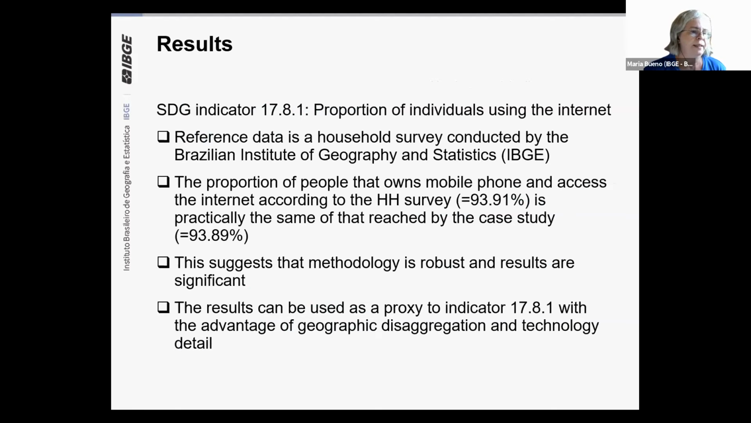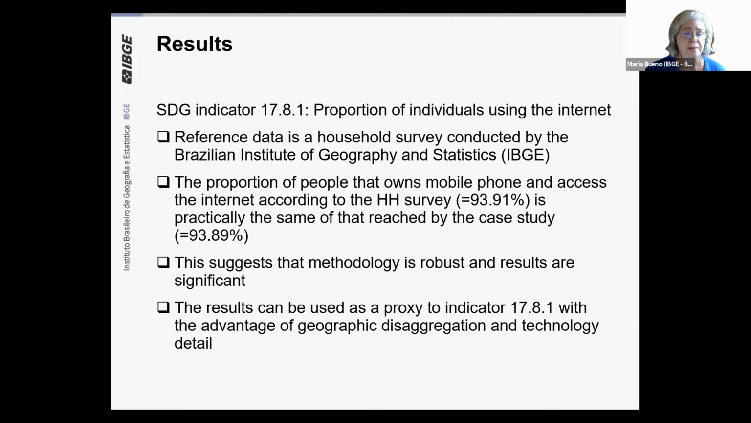For SDG indicator 7.8.1, the reference data is a household survey conducted by the IBGE. The geographic level of this household survey is state, capital city, and metropolitan region. We compared the proportion of individuals that own mobile phones and access the internet. The results are practically the same, showing that the methodology used in this study is robust. And then we can suggest the use of this figure as a proxy for this indicator.